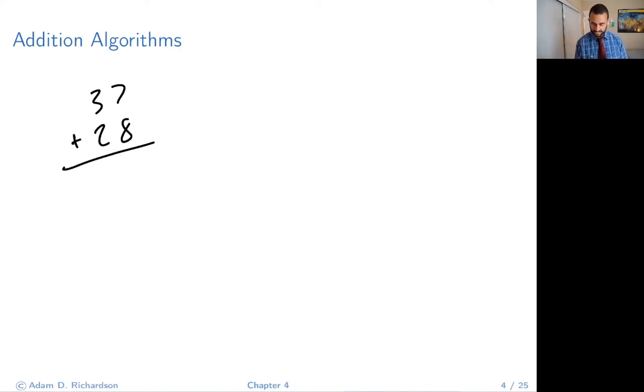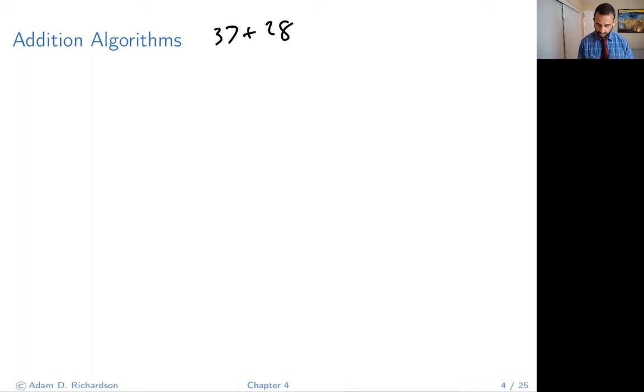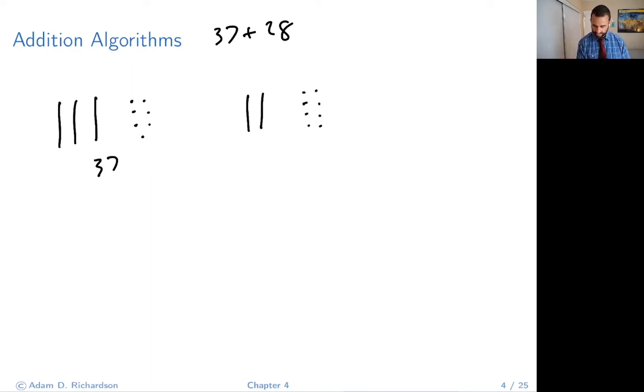Now, if we're going to do base 10 blocks, we're going to have to start with 37, and we're going to have to start with 28, and we're going to have to combine them, right? I'll write it up here instead. 37 plus 28. So I need 3 10s and 7 1s, and then I need 2 10s and 8 1s. And then I'm adding, so I'm going to bring those two quantities together, right? Same thing we did in the previous chapters.